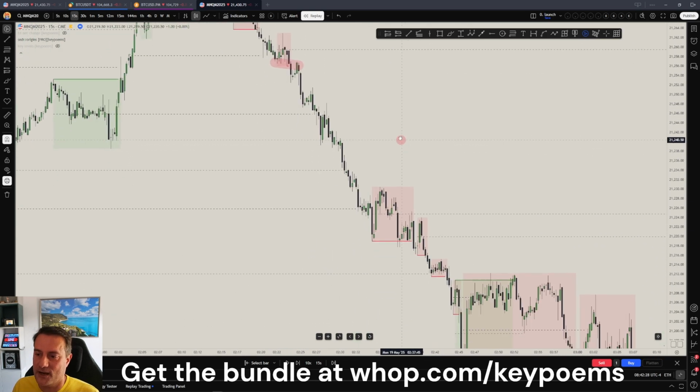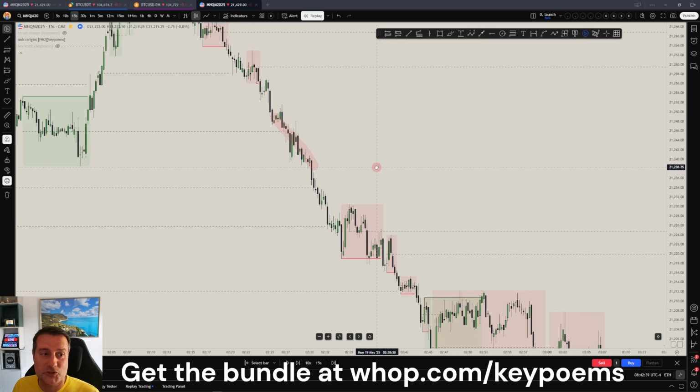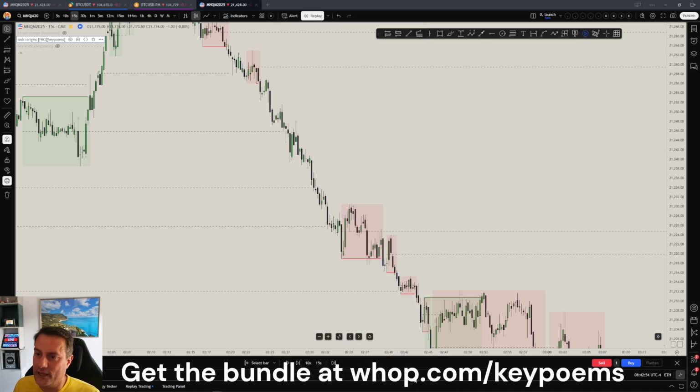So we keep moving down. Notice that there are no zones here because there's no complete pullback. This candle has not closed to the upside, so there's no zone here. This is part of what you define as a valid pullback. In my indicator, you can click on show valid highs and valid lows labels to actually see when a valid pullback happens. If you click on it, you will see these triangular dots appear everywhere.